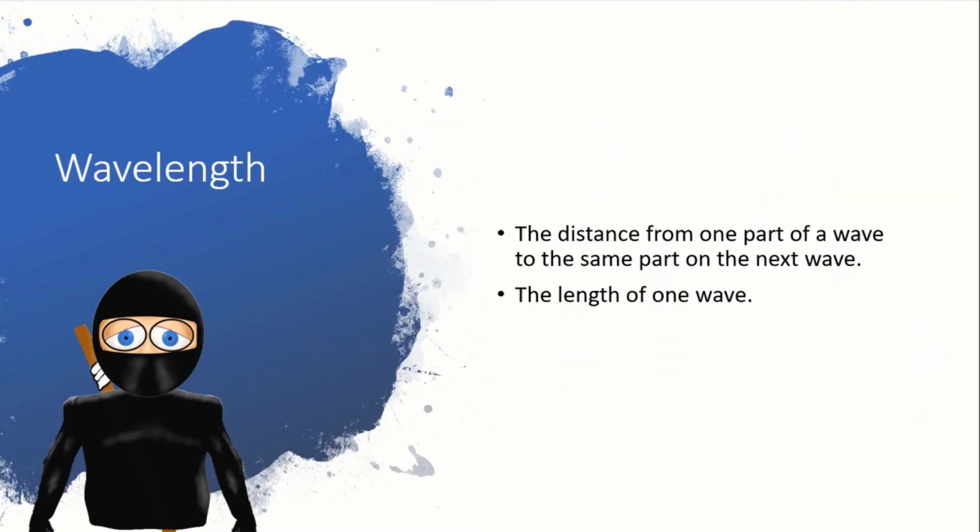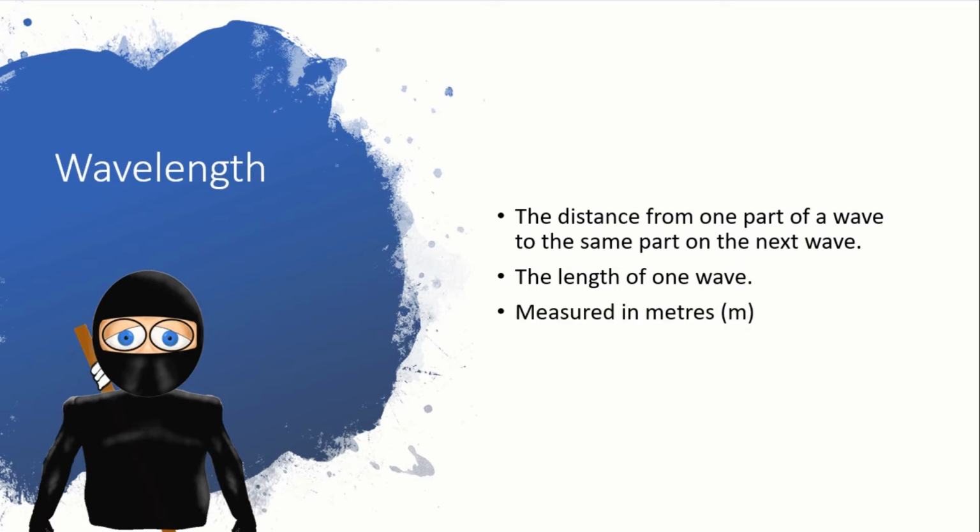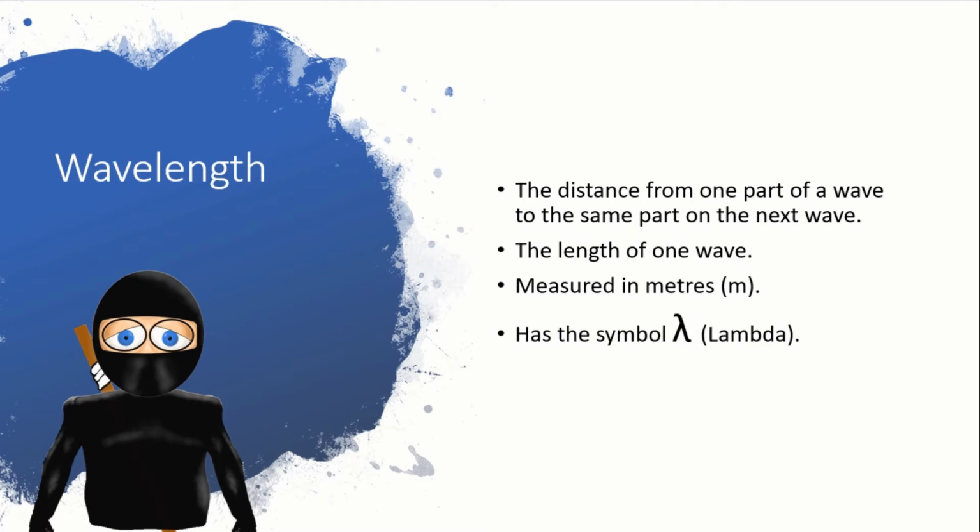Knowing how to count waves allows us to calculate wavelengths. So what is a wavelength? A wavelength is the distance from one part of a wave to the same part on the next wave. A simpler definition is just simply the length of a wave. The wavelength is measured in meters, and the wavelength has lambda as the symbol. Lambda is a letter from the Greek alphabet. You'll find that a lot of quantities in physics are represented by Greek letters.